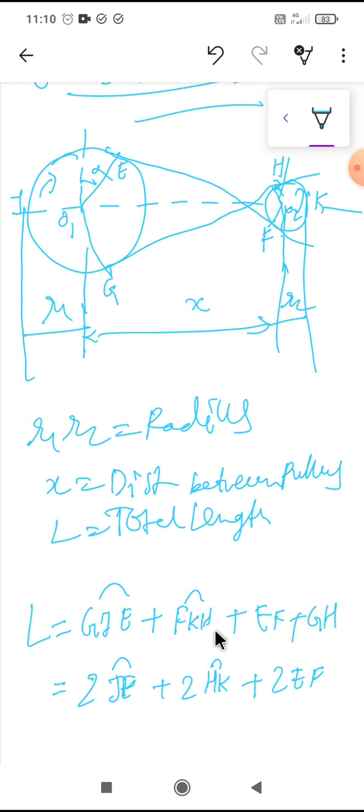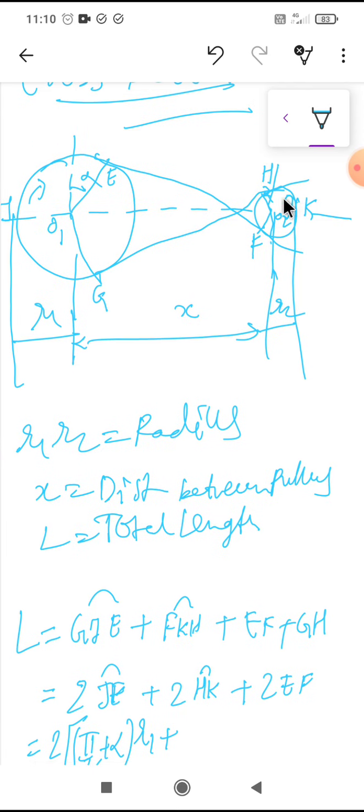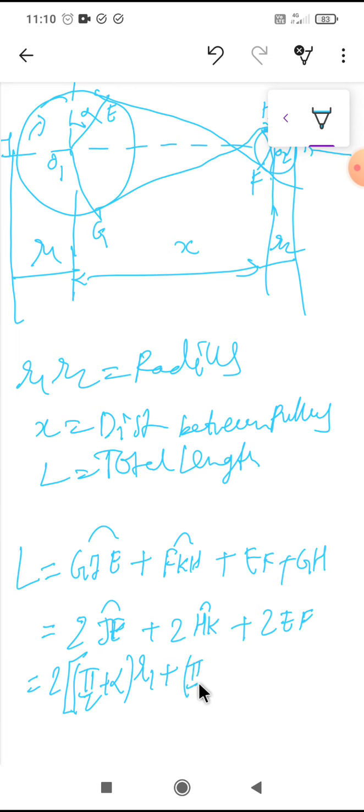Let's start with the first, arc JE. So what is arc JE? I am taking 2 as common. The formula for arc is radius into angle. What is the angle for GE? It is 90 degrees plus alpha, so it will be pi by 2 plus alpha, into the radius R1, plus arc HK. What is the angle here? The angle for HK is again 90 degrees plus alpha. So here also it will be pi by 2 plus alpha into R2, plus EF.